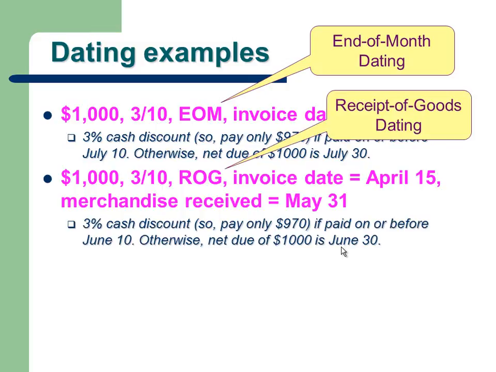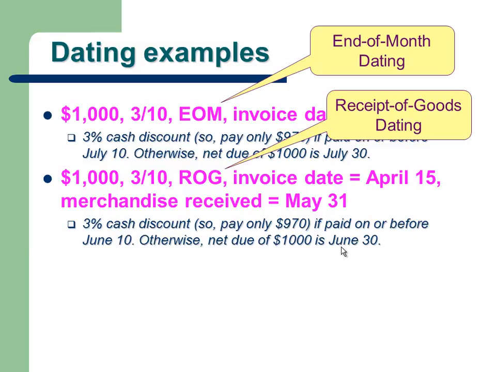Finally, we learned the ROG dating term, receipt of goods dating term. Let's say the same $1,000 invoice was now carrying a term of 3/10 ROG. And the invoice date was April 15th, but the merchandise was received on May 31st. In this case, because the term is ROG, you don't care about the invoice date. We only take a look at the date the merchandise was received, May 31st. So you are going to get a 3% cash discount if you pay the bill on or before June 10th, which is in 10 days from May 31st, the receipt of goods.